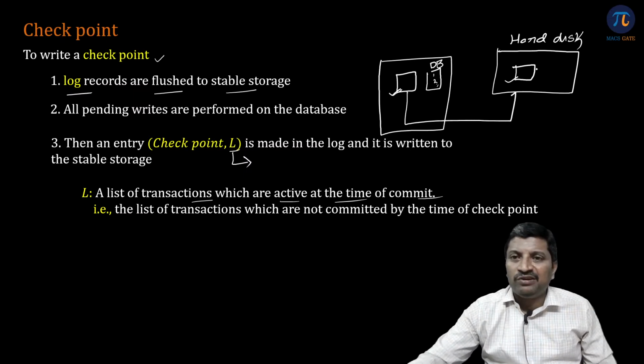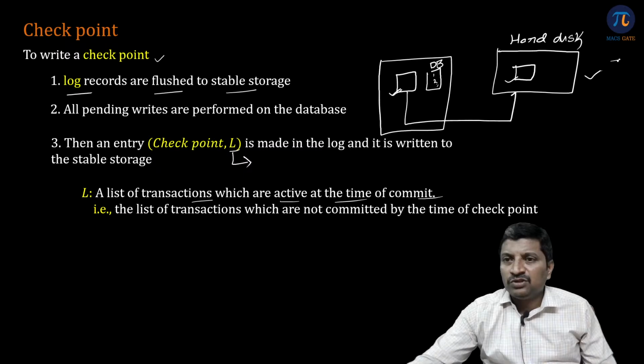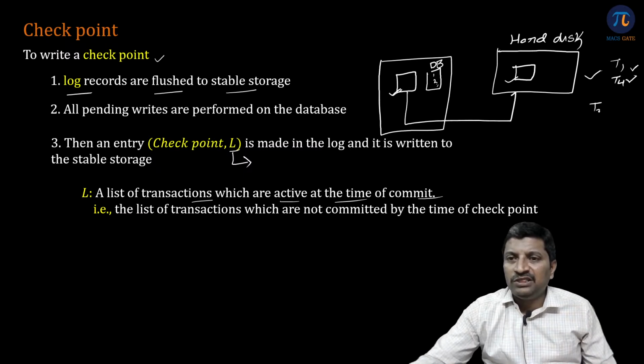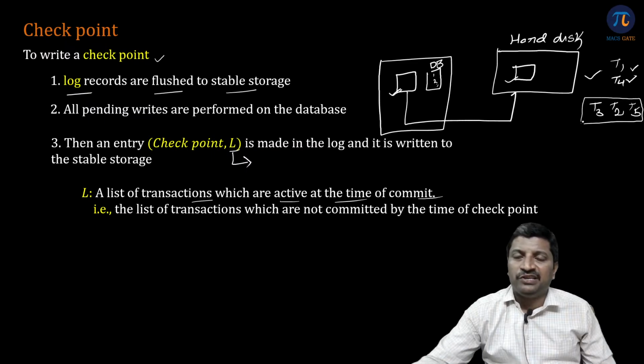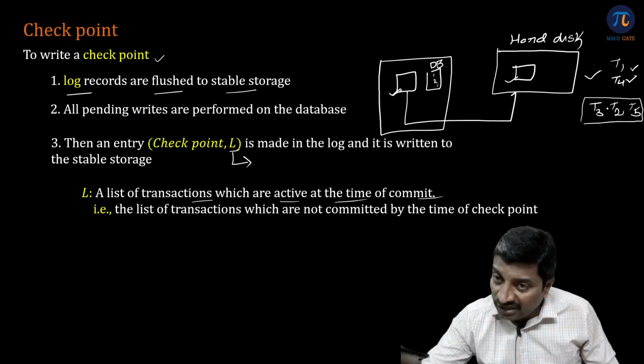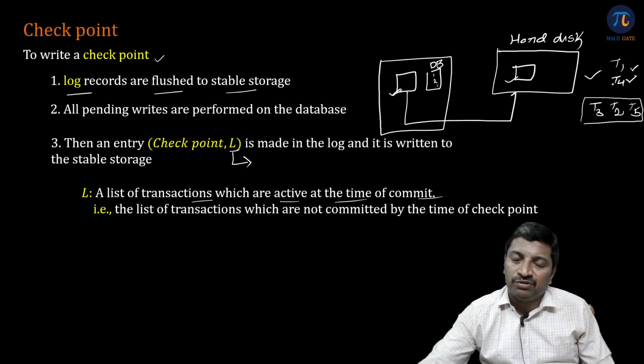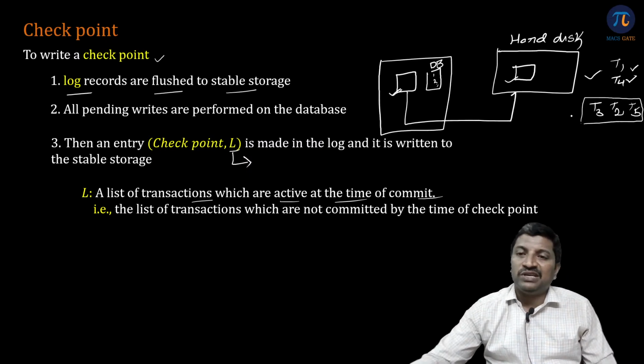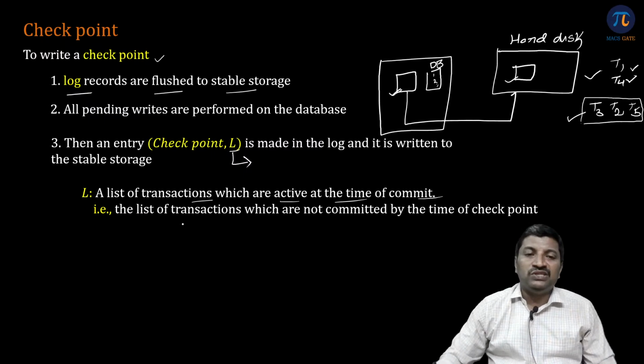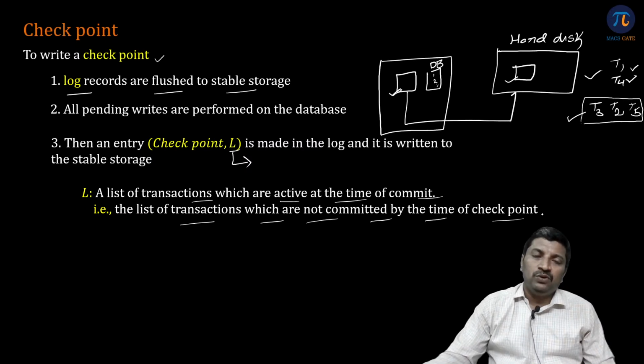Sir, at this point of commit, suppose T1 and T4 completed. Only T3, T2, T5 need to be completed. Then in that list I will write them. Because whenever a crash occurs after this point, there is no need to consider T1 and T4 because they were done. So I will consider only this list: the list of transactions which are not committed by the time of the checkpoint. Hope you understood it.